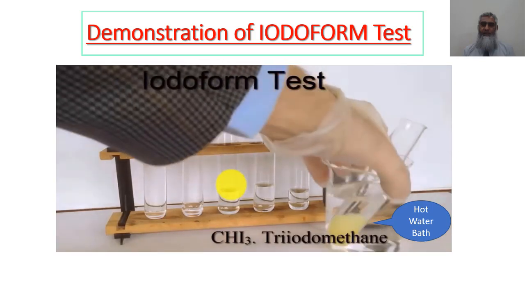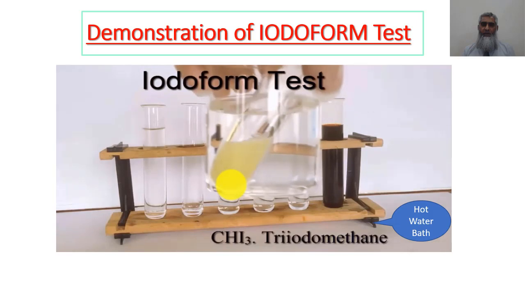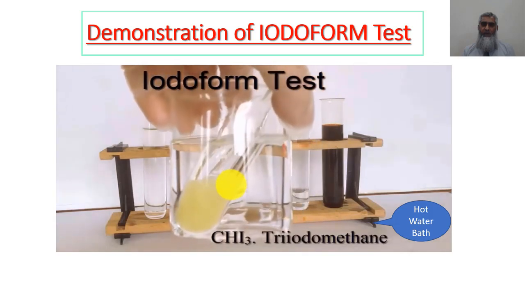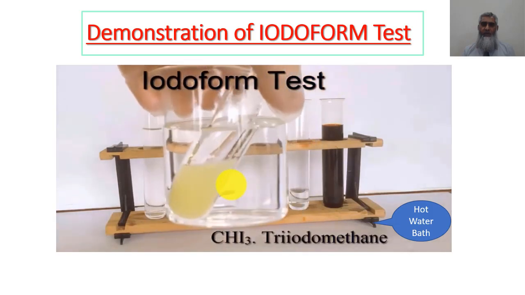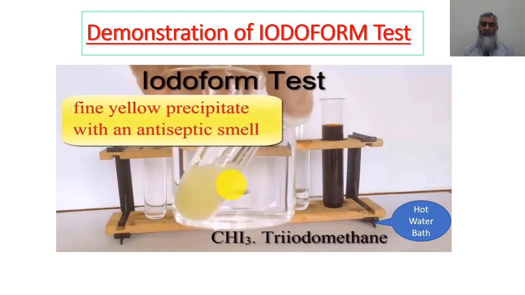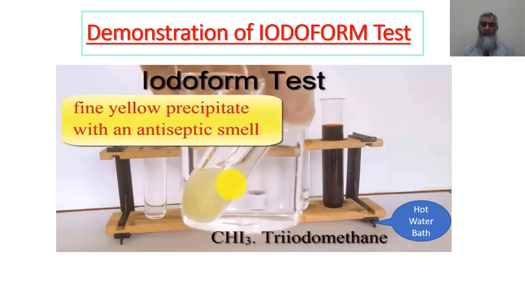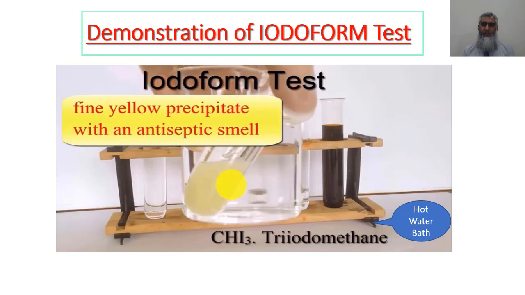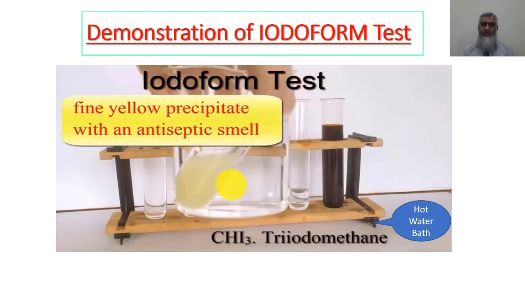After some time, you can see that yellow precipitates of triiodomethane or iodoform are produced in the test tube with some antiseptic smell. So you will be clear how ethanol and methanol can be identified. This test is only given by ethanol. Methanol does not give this test.